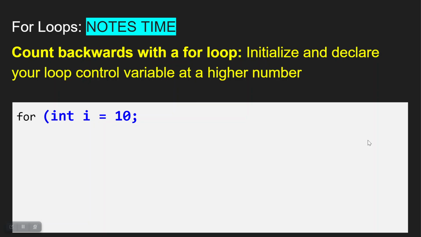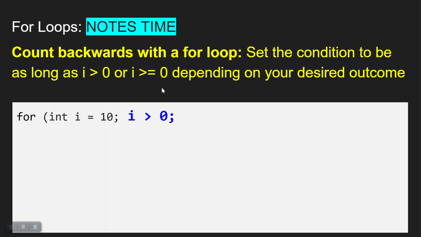Now, there are different ways that you can manipulate a for loop. So for instance, let's say you wanted to count backwards. You would initialize and declare your loop control variable at the higher number. So rather than starting it at 0, let's say I wanted to start at 10. I could say for int I equals 10. And then I would say, as long as I is greater than 0, here is my Boolean condition. And again, depending on your desired outcome, I could say as long as I is greater than 0, or as long as I is greater than or equal to 0.